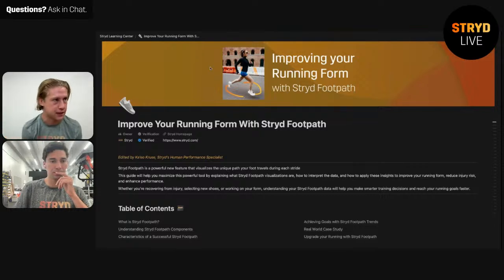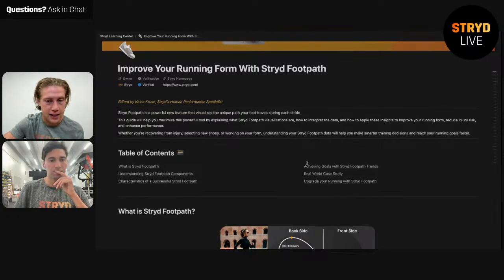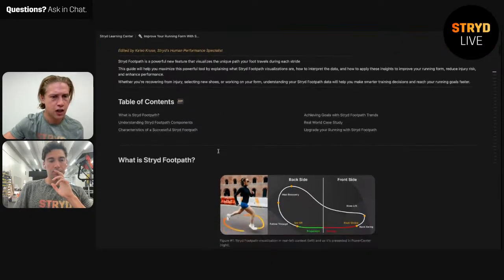And that's going to open up this Wikipedia style page, giving us our table of contents that's going to allow us to dive into these topics such as what is Stryd Footpath, understanding the components of Stryd Footpath, the characteristics of a successful Stryd Footpath, and then taking the next steps on how to achieve your goals, and then what this looks like as part of a real world case study here. So I want to go through a quick walkthrough of this article, step by step, breaking down these components to the next level.